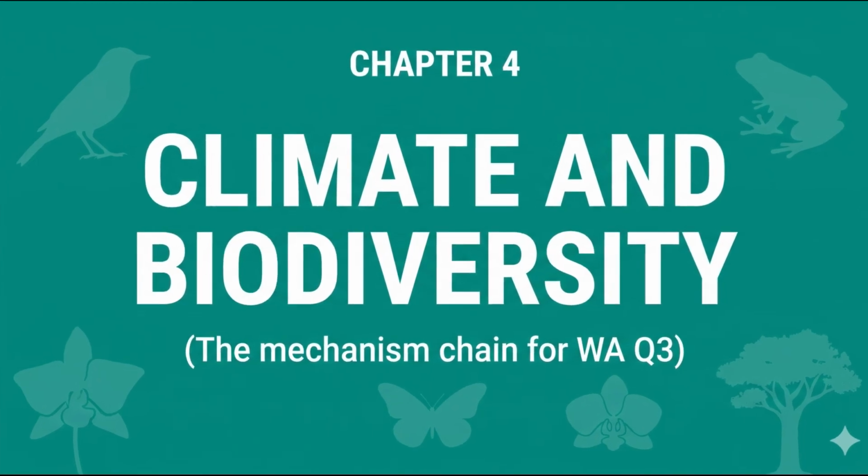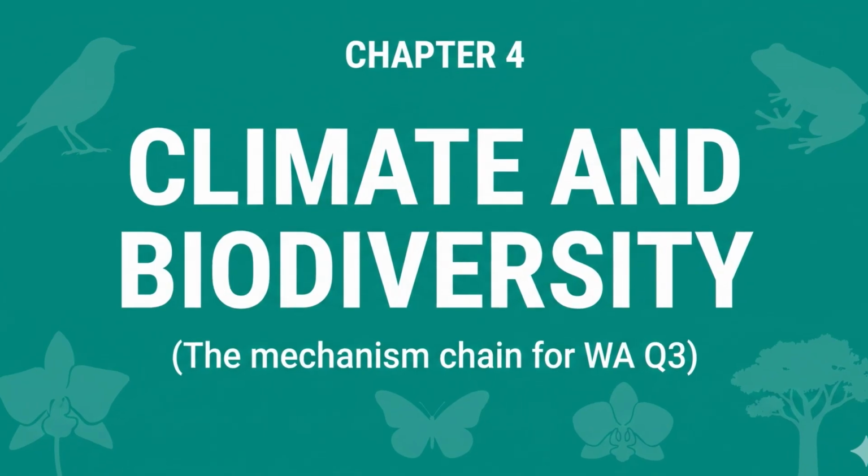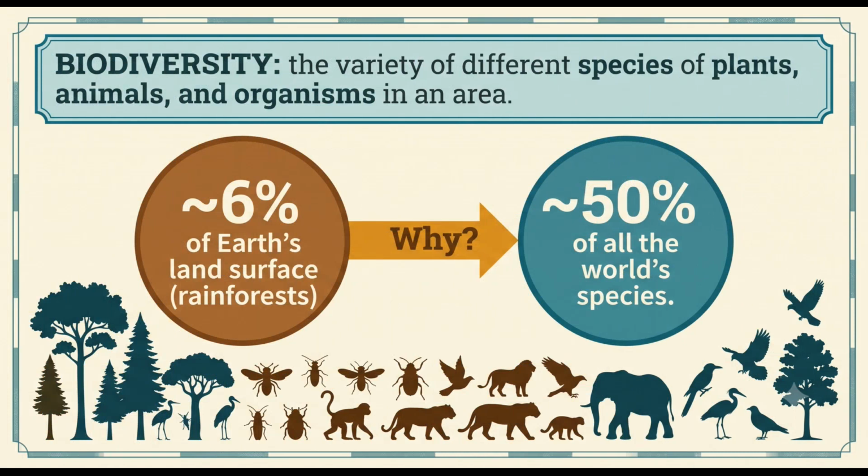Chapter 4. Climate and Biodiversity. The mechanism chain for WA Question 3. Let us come back to the fact we opened with. Tropical rainforests cover approximately 6% of the Earth's land surface, but contain approximately 50% of all the world's species. Biodiversity, the variety of different species of plants, animals, and other organisms in an area, is higher in tropical rainforests than anywhere else on Earth.